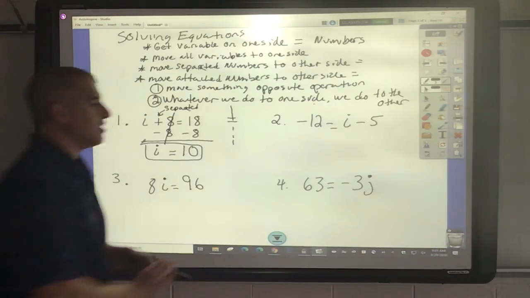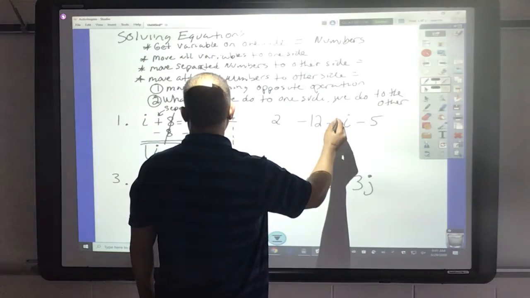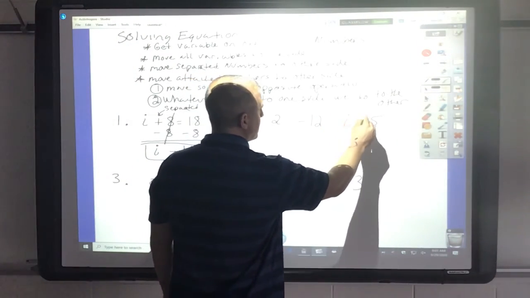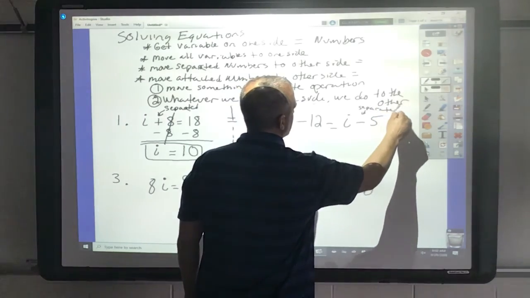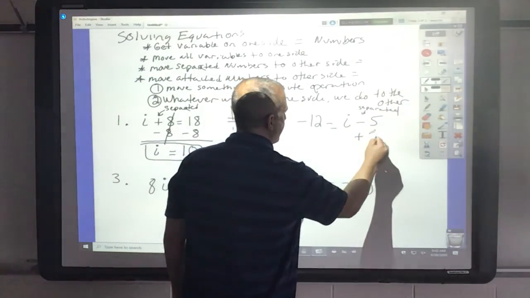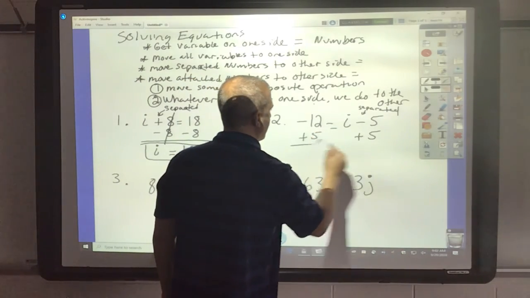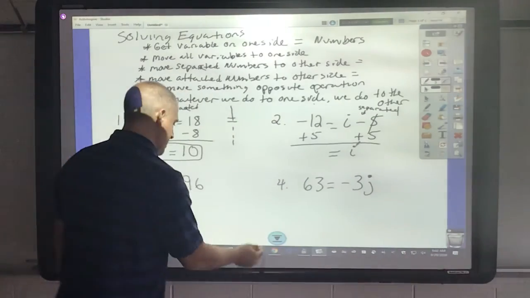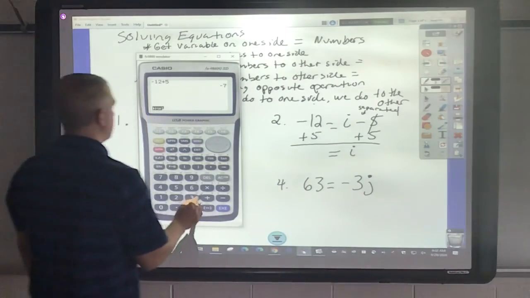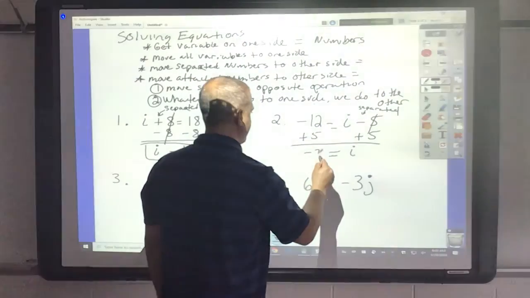Let's go over this one. It doesn't matter what side the variable is on. If it's over here, that's okay. What I want to do is get this away. This is a separated number. If this is minus, to get rid of it, I'm going to have to add that. Whatever I do on one side, I do to the other. So that goes away. I got I. And then I just do negative 12 plus 5, which would be negative 7.